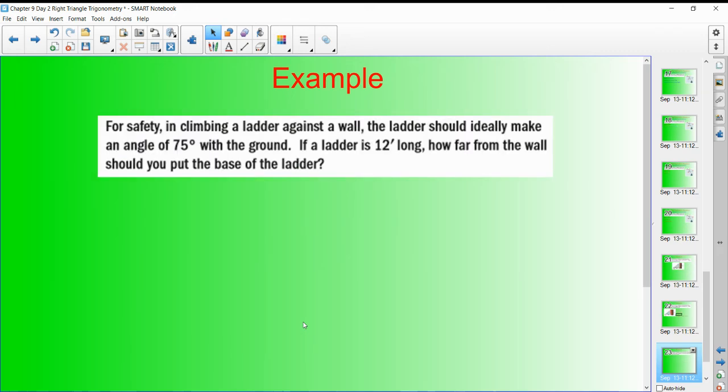Now we'll try one more. You've got to do the picture this time. For safety in climbing, a ladder against a wall should ideally make an angle of 75 degrees with the ground. So the angle of elevation is 75 degrees. The ladder is 12 feet long. How far from the wall should you put the base of the ladder? So pause the video, draw the picture, figure out which ratio you're using, and then solve for that distance.